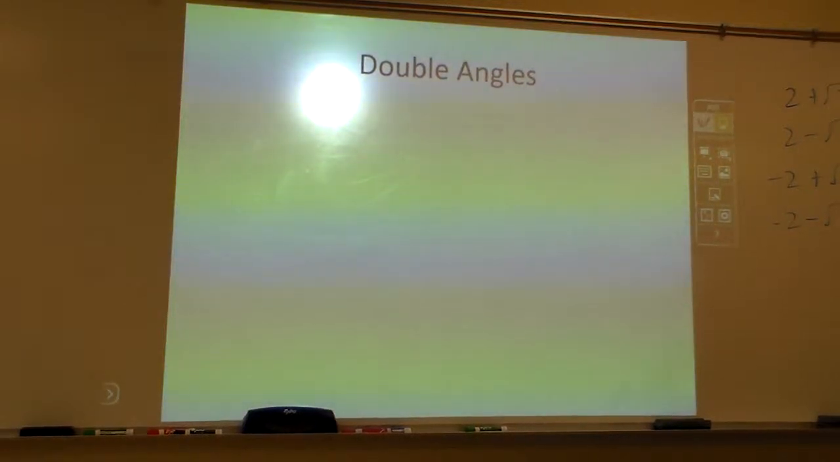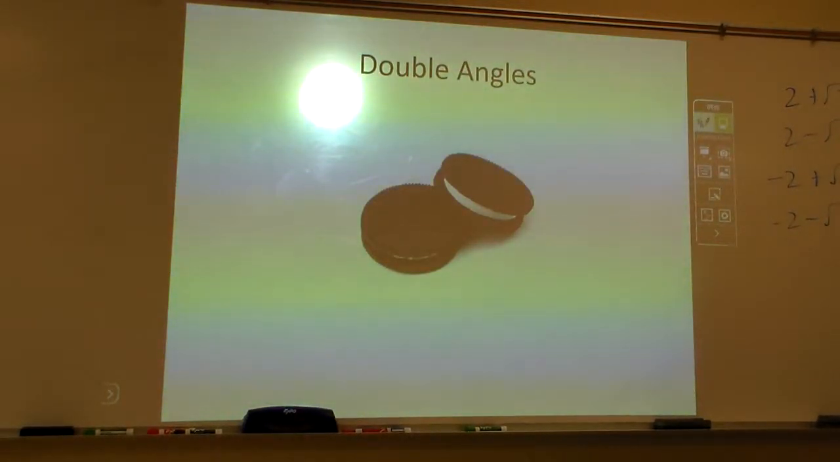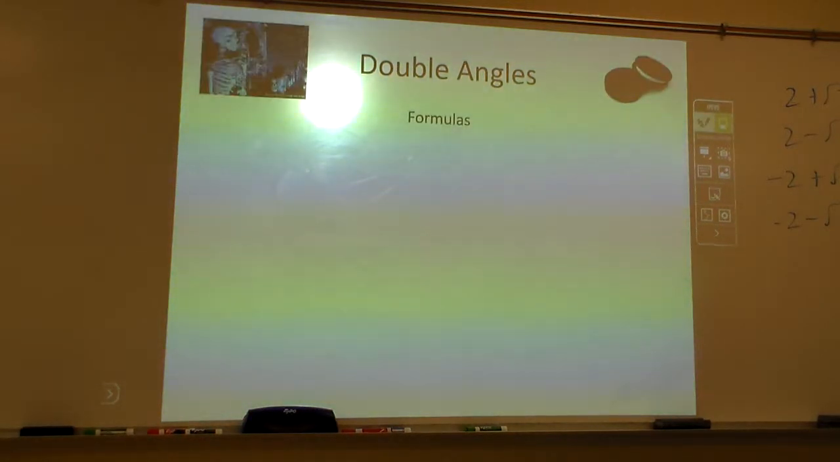Okay, we're gonna first be talking about double angles. One little double stuff Oreo question here for help picture remember. But here's our formulas for this. Sine 2u will be 2 times sine u cosine u.